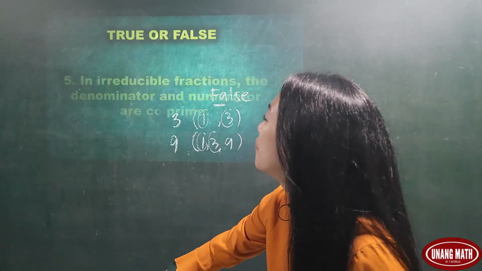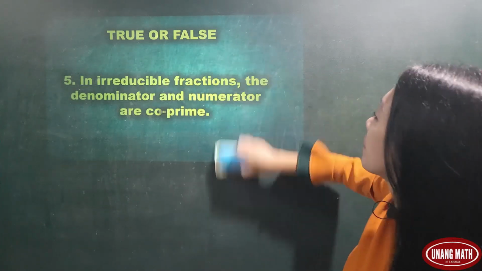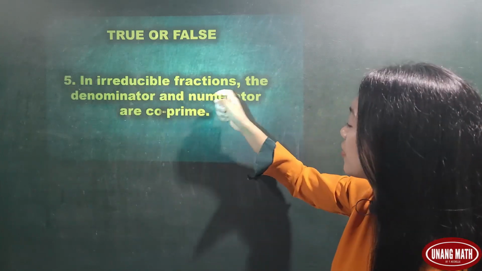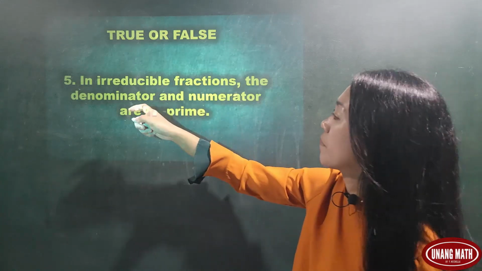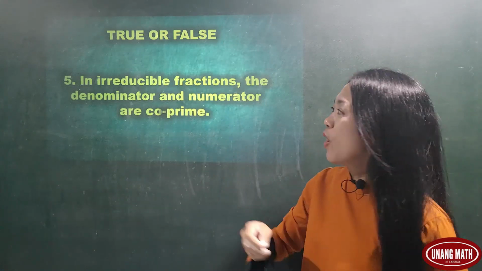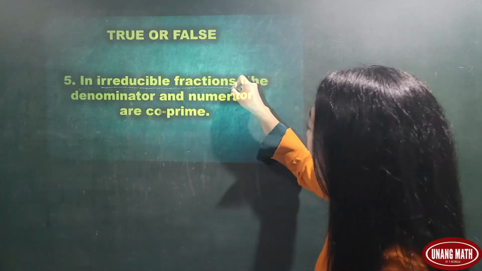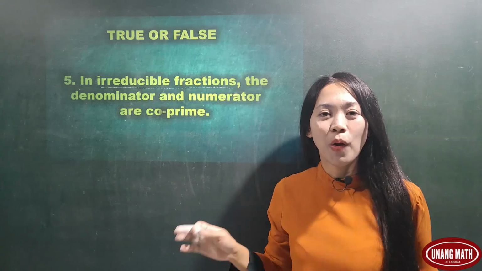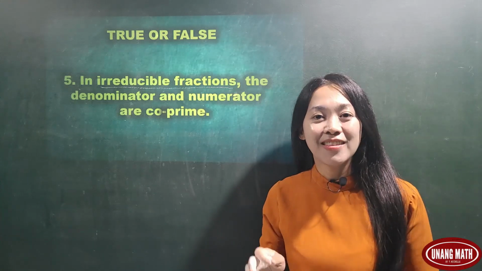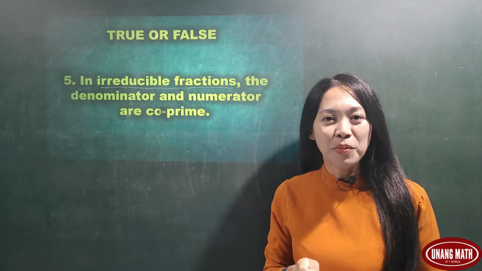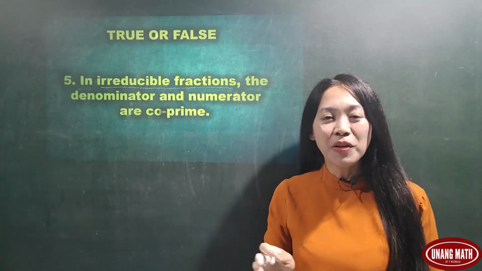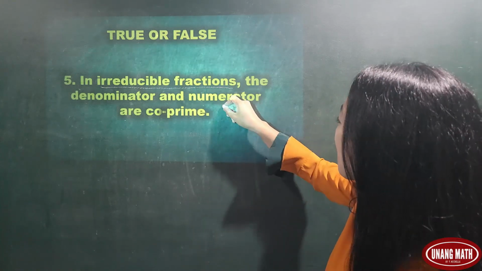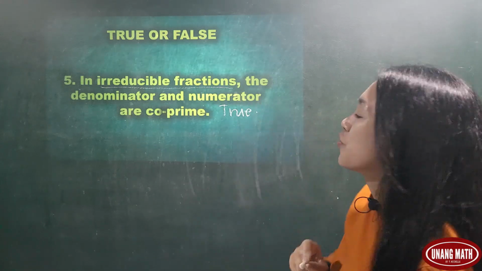Let's move on to the last statement. Is it true or false? In irreducible fractions, the denominator and numerator are co-prime. When we say irreducible fractions, these fractions are already in their lowest terms. And we all know that if a fraction is in its lowest terms, the only common factor of the numerator and denominator is 1. So this statement is true.